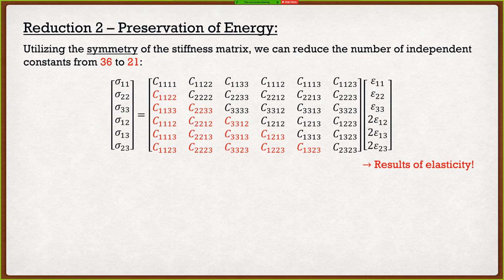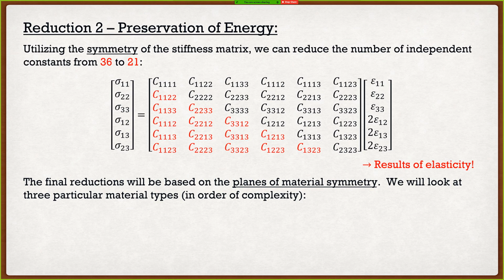So you're saying, well, we're at 21 constants right now. I don't want to measure 21 constants. No one wants to measure 21 constants. So how can we reduce this even further? Well, to do that, we are going to use planes of symmetry. We're going to look at three specific materials which each have their own planes of symmetry. The first one is an orthotropic material. The second one is transversely isotropic. And finally, the third one is simply isotropic.